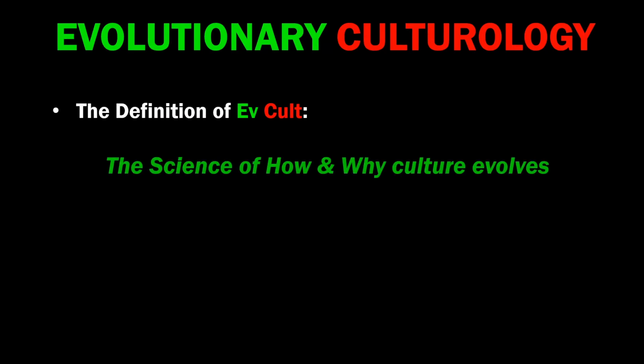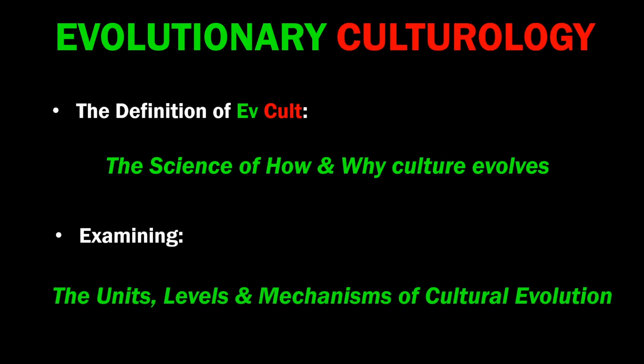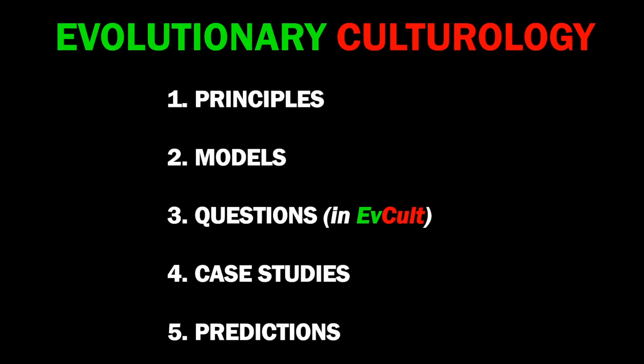The definition of EvCult is the science of how and why culture evolves, and it examines the units, the levels, and the mechanisms of cultural evolution. So we'll quickly run through these 5 areas: the principles, models, research questions, case studies, and predictions of EvCult.